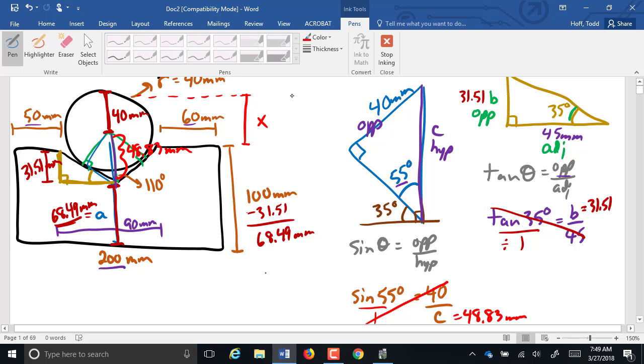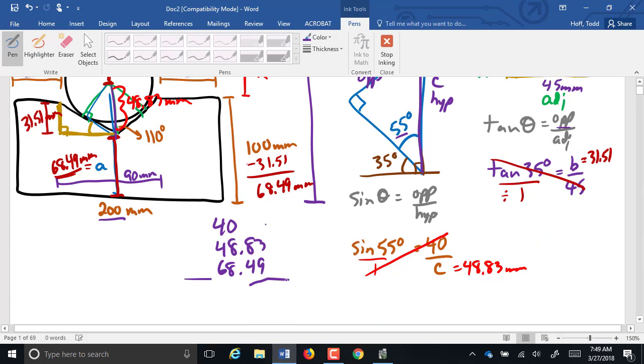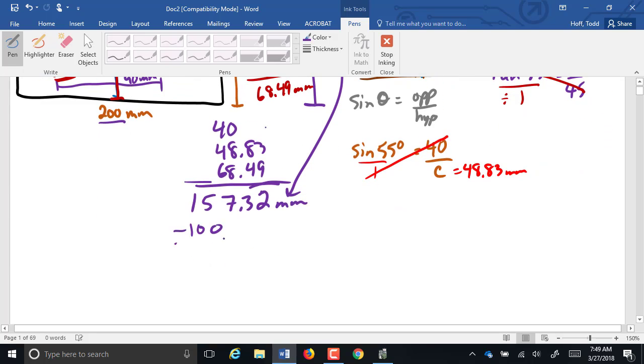So we've got an overall height from the top of the round stock to the bottom of the block, which is going to be 40 plus 48.83 plus 68.49. 157.32 millimeters, correct? That's that dimension. Subtract the 100. You got it, 57.32 millimeters. But that's how much the round stock sticks out above there.